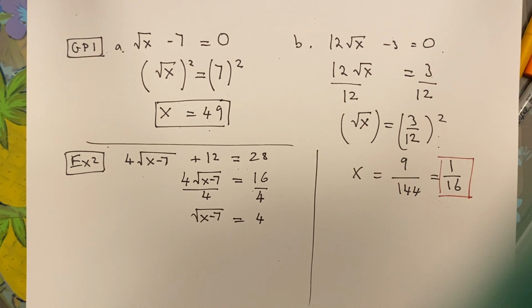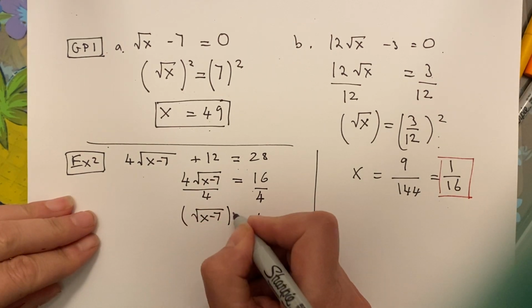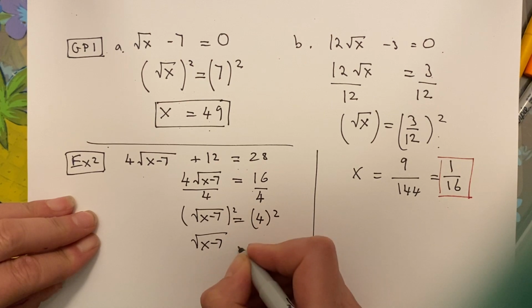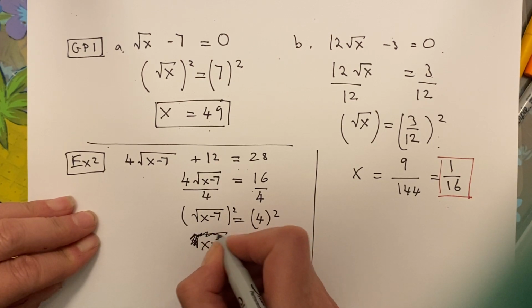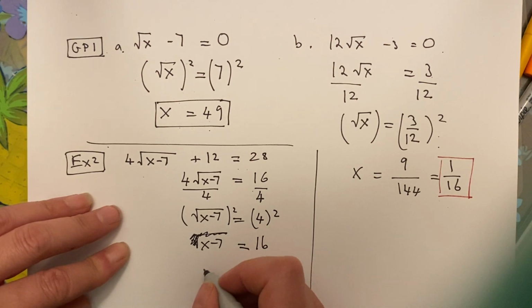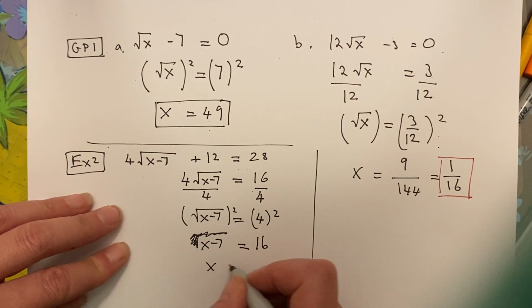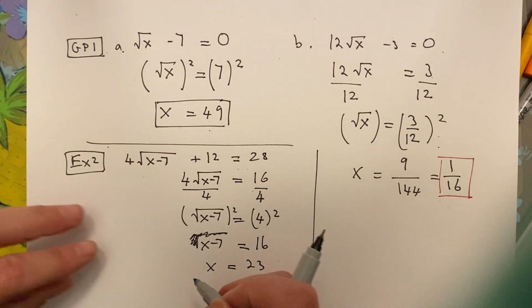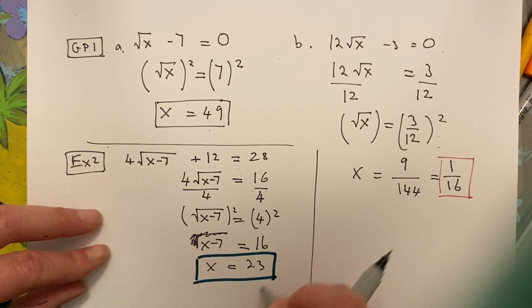Well, I've learned what to do when I get a square root on one side. I just square it, and I square the other side. So square root of x minus 7, whoops, and I did try to take away that square root, equals 16. So I get left with x equals 23. So my solution is 23.